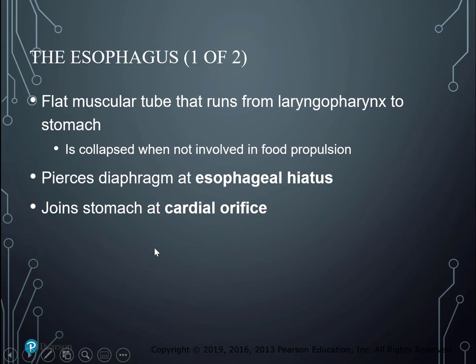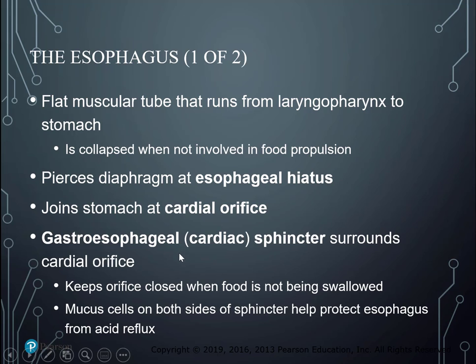It joins the stomach at the cardial orifice of the stomach, and there is a sphincter, which you call the gastroesophageal sphincter or the cardiac sphincter, that surrounds the cardial orifice. It keeps this hole or orifice closed when food is not being swallowed. Mucus cells on both sides of the sphincter help protect the esophagus from any acid reflux.